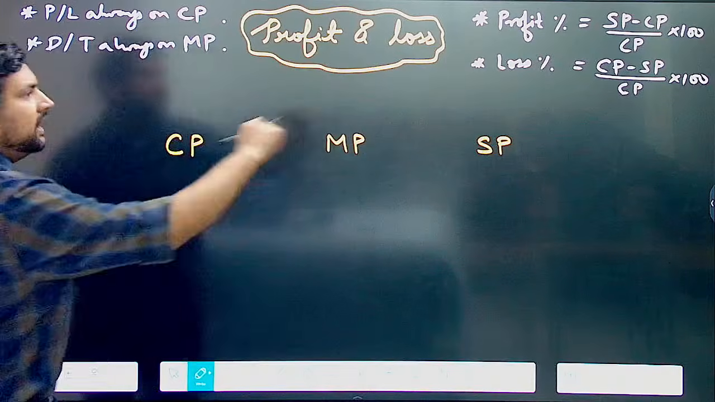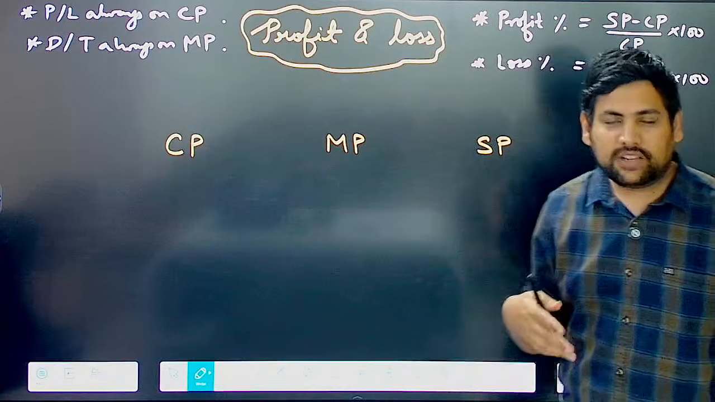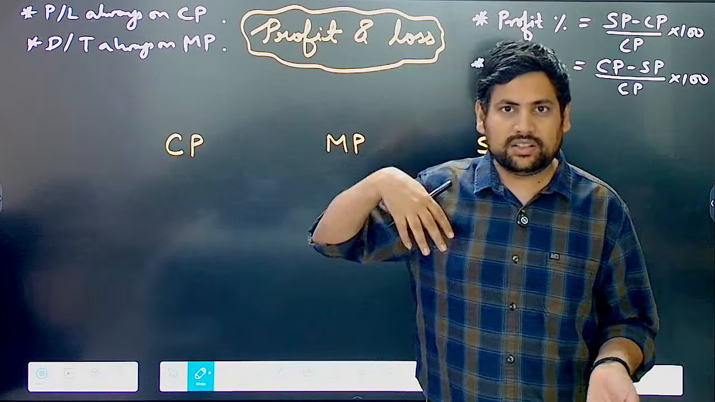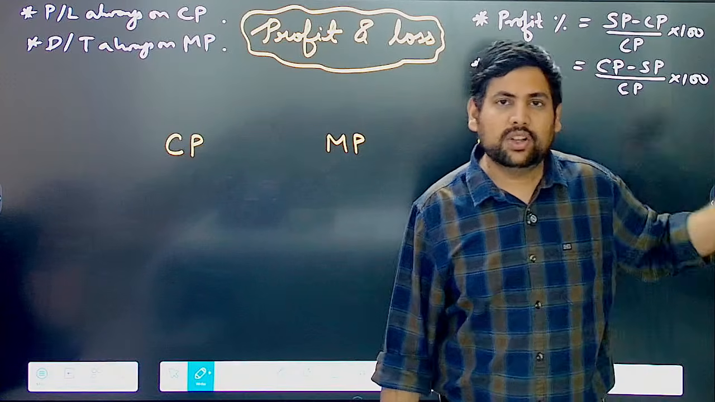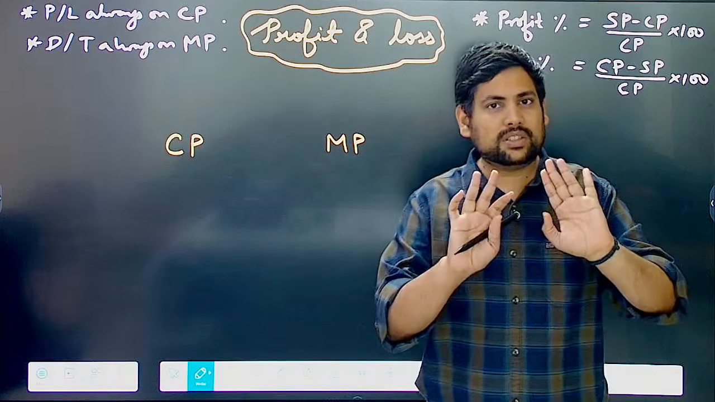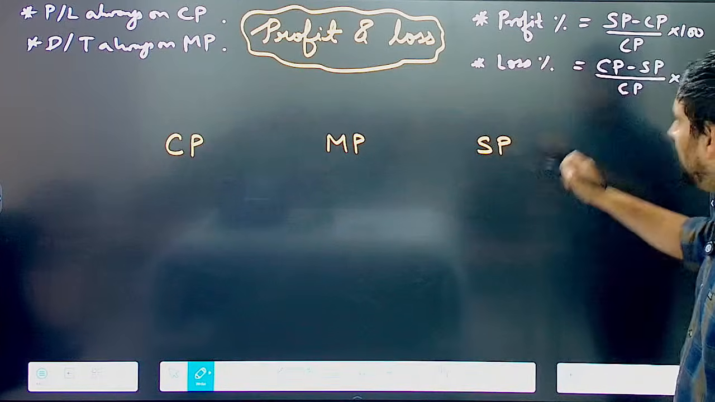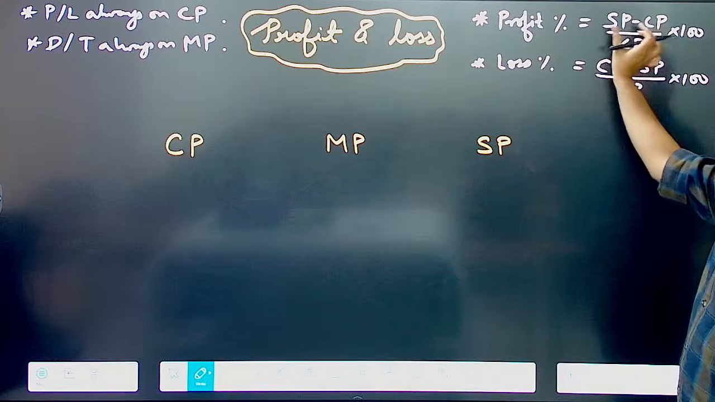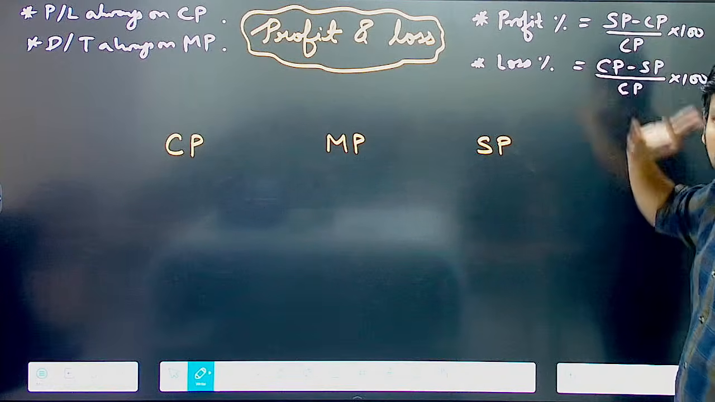First thing, profit and loss. So you might know about this. Profit is what? If let's say I'm buying something, that is the cost price, and I'm selling it at some price, that is the selling price. So the difference between selling price and cost price is profit. This everybody knows, correct? Now profit percent is what? Whatever is the profit, which is selling price minus cost price, upon cost price, into 100, correct?